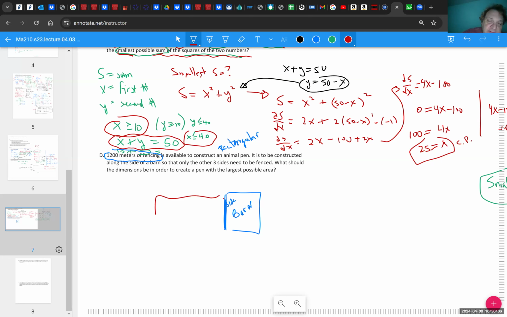It doesn't have to be the same shape or size as the barn. It could be like this, right? This is our pen. It uses this one side of the barn. So the other 3 sides need to be fenced. So this is fence, fence, and fence. So 3 sides need to be fenced. What should the dimensions be in order to create a pen with the largest possible area? So we want the largest area.